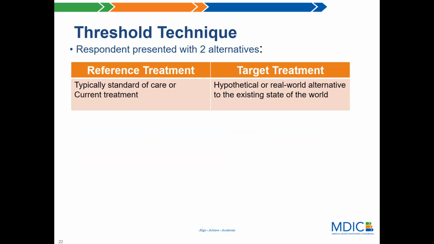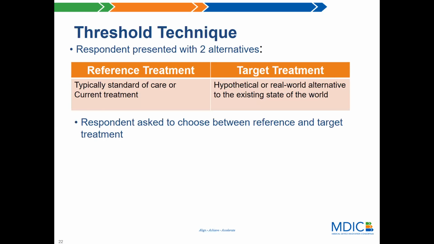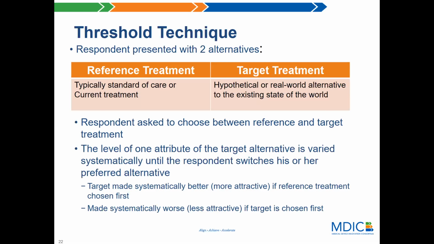So using the threshold technique, we present respondents with 2 alternatives. The first is what we call a reference condition, which is the standard of care or current treatment or no treatment. And then we have a target, and that's what we're really interested in here. And that is the hypothetical alternative that is defined by the attributes and levels for the benefits and the risks. So we ask patients then to choose between the reference and the target treatment, and then we vary something in the target treatment to the point where we see the person actually switch their choice. And that tells us where the threshold is for that particular key element that we are looking at.